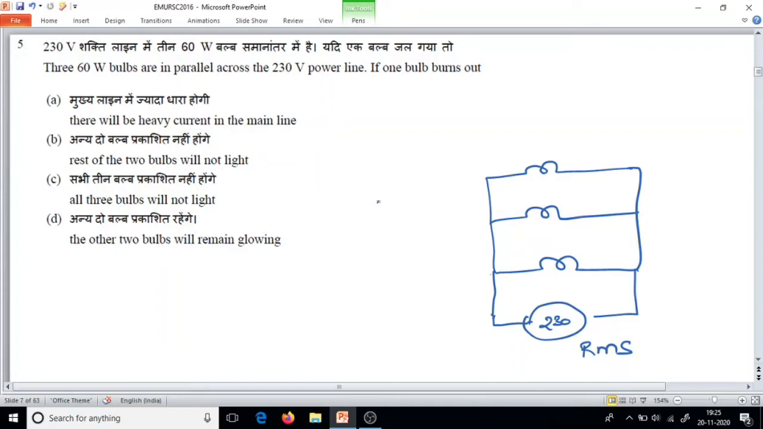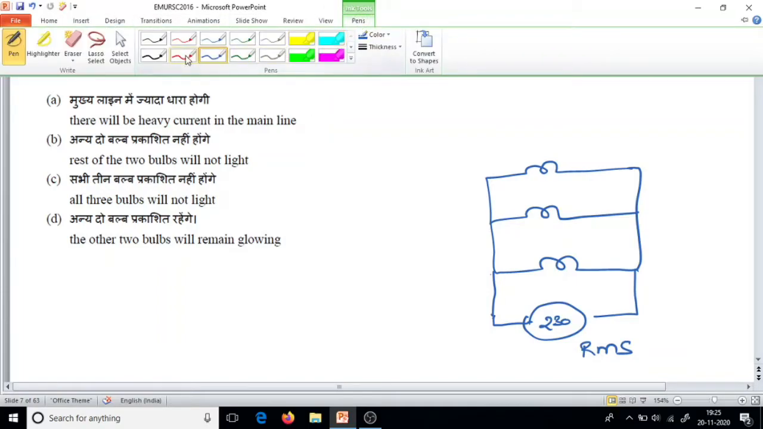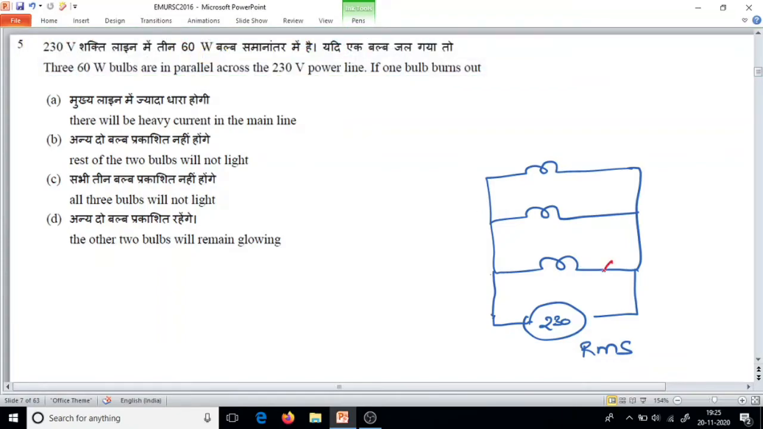Now, what is the question? 3 60-watt bulbs are in parallel across a 230 volt power line. If one bulb burns out, so one bulb's fuse is gone or it's burned out, we can remove it from the circuit.